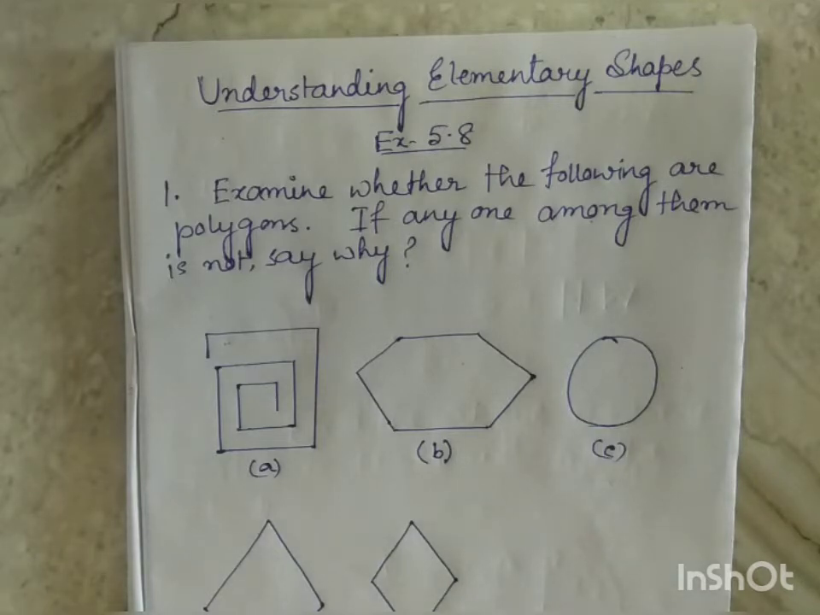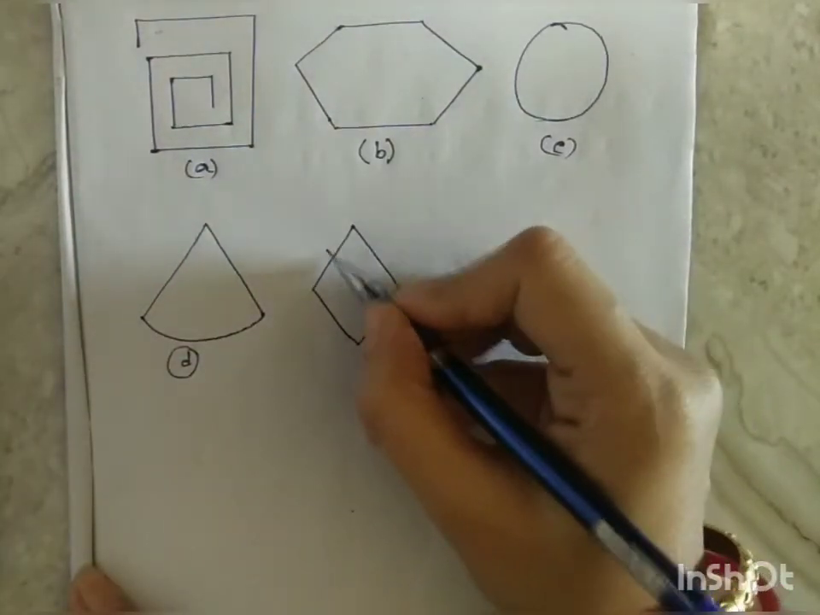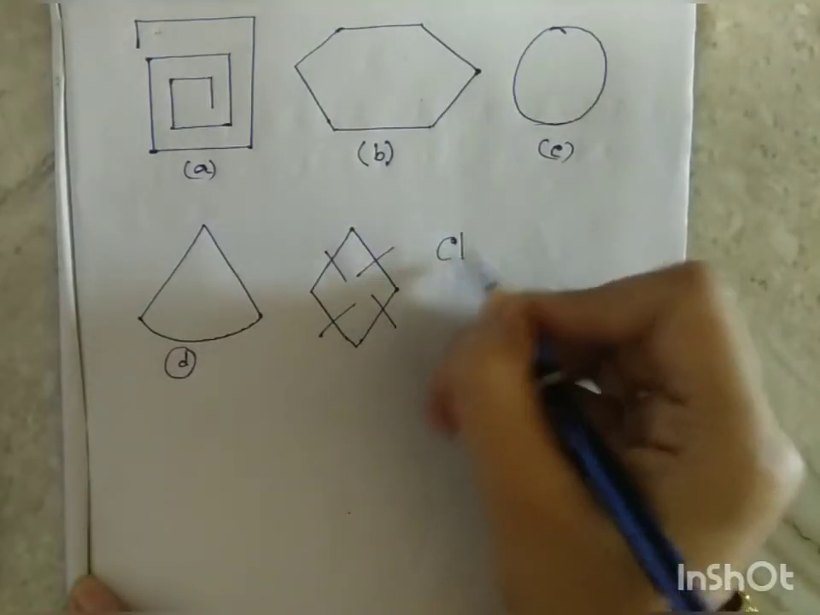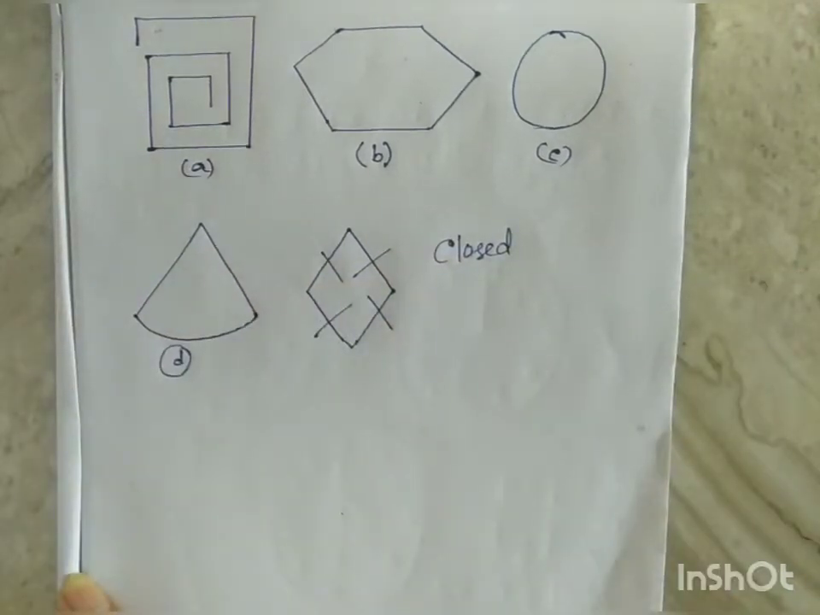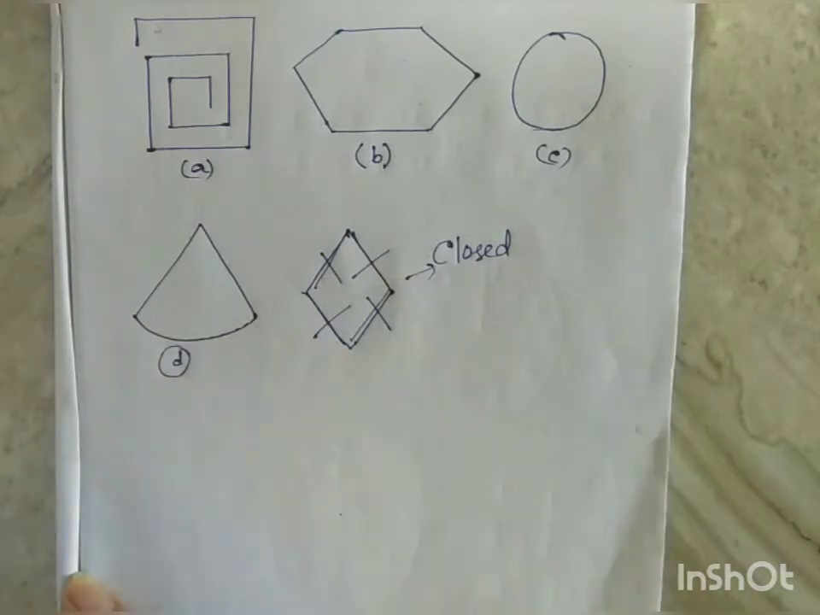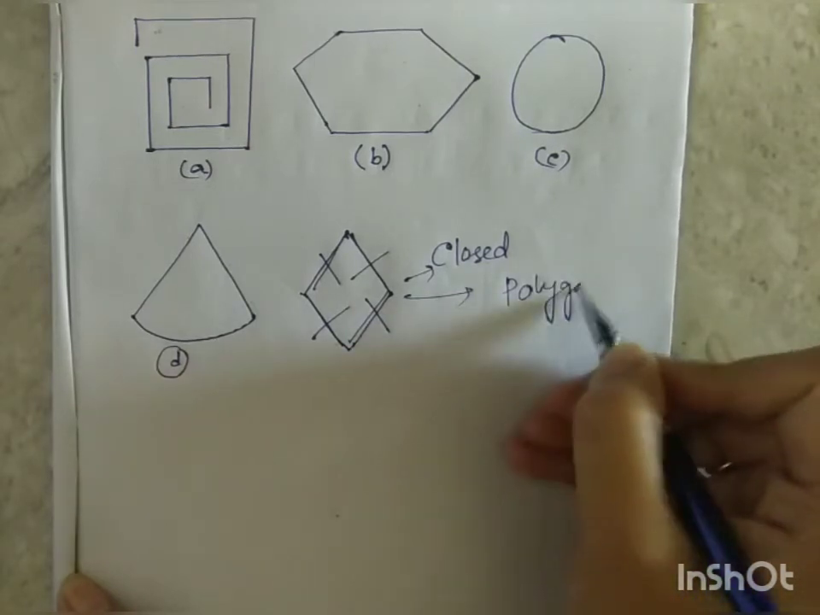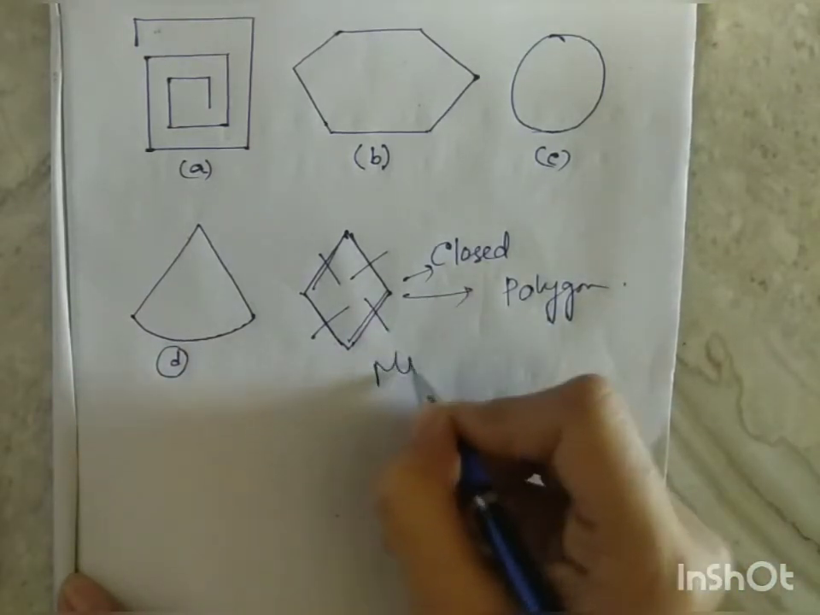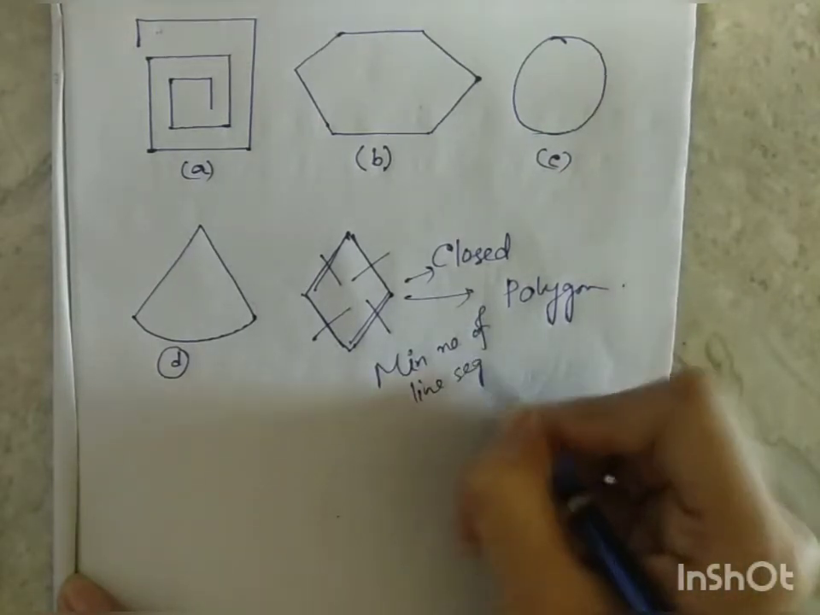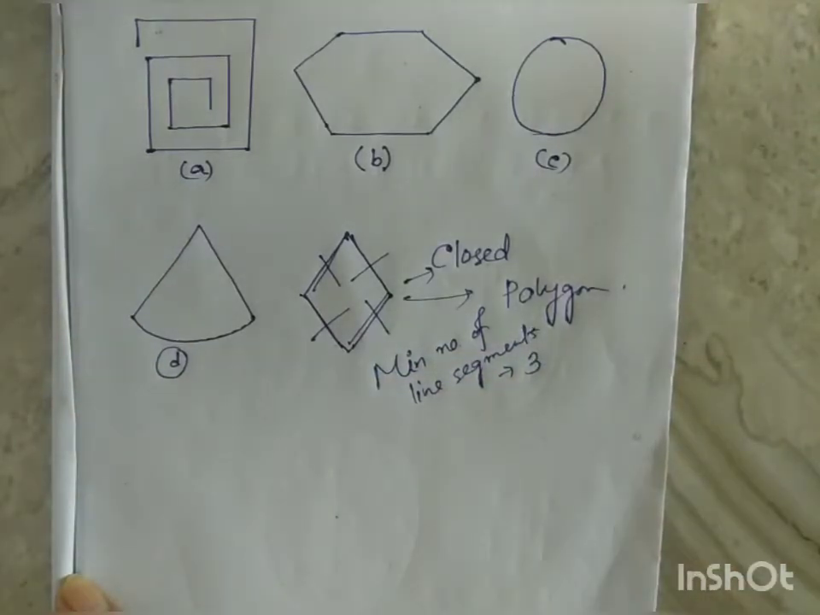So polygons are such shapes which are having a specific number of line segments along with a closed figure. Some line segments will be there and they will make a closed figure, so that it can be called a polygon. The minimum number of line segments is 3.